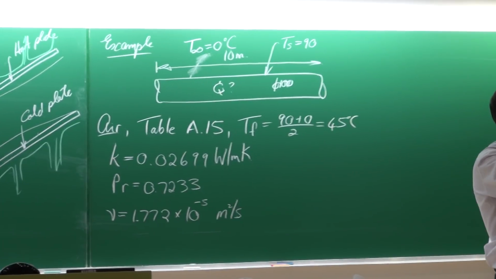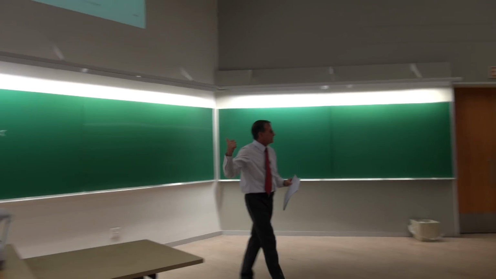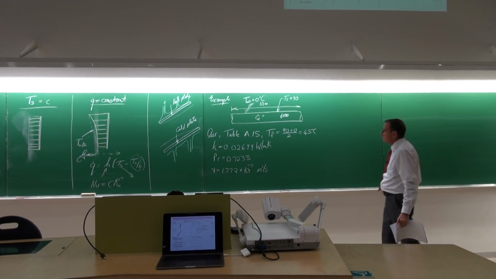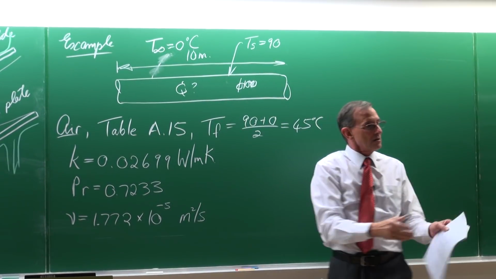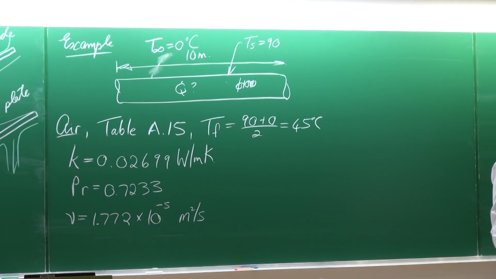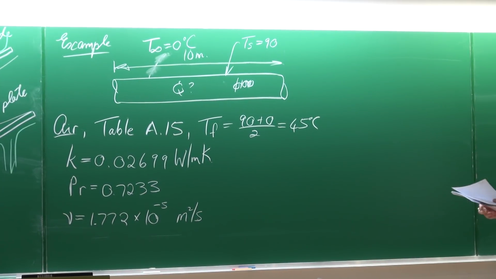There was a question there? Sorry, I just wanted to know what temperature you were going to use for the air. Yeah, so 45 degrees Celsius I've got. So we've got the surface 90, environment 0, so we start with assuming an average temperature between the two.